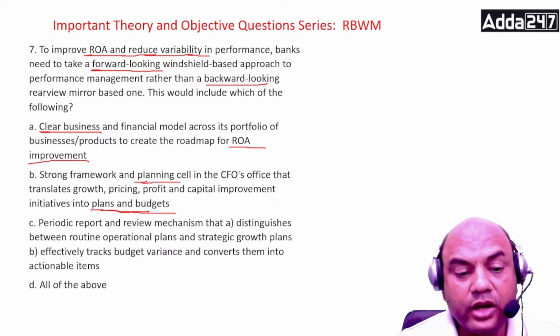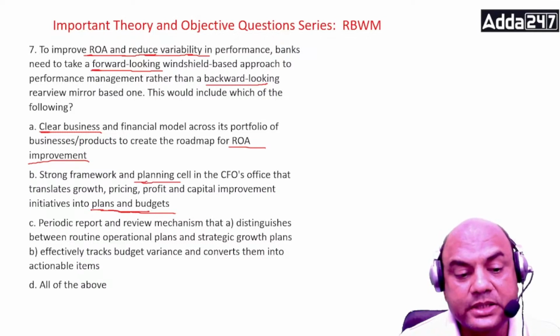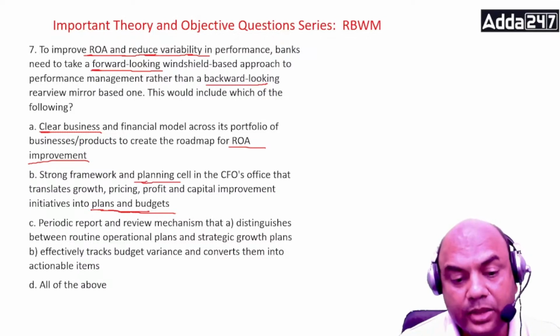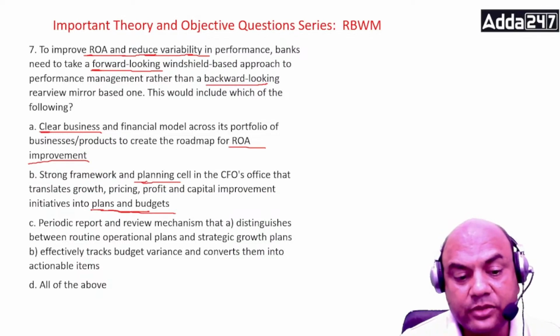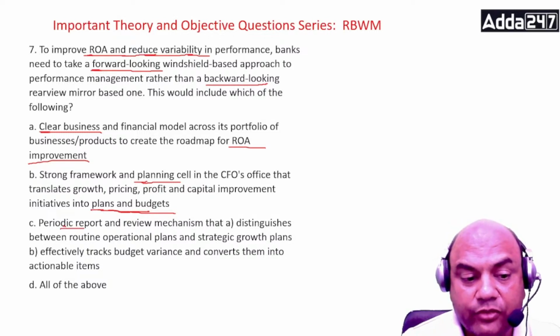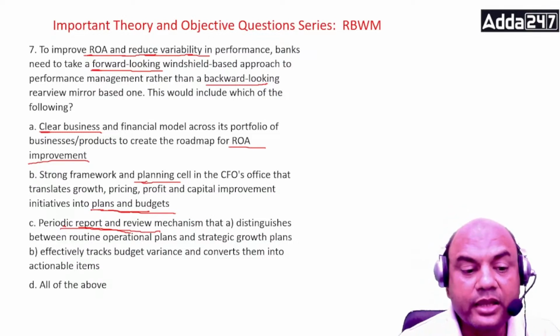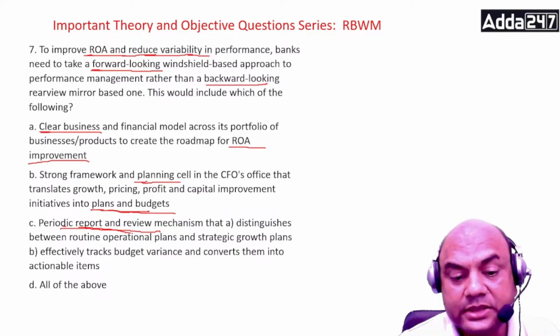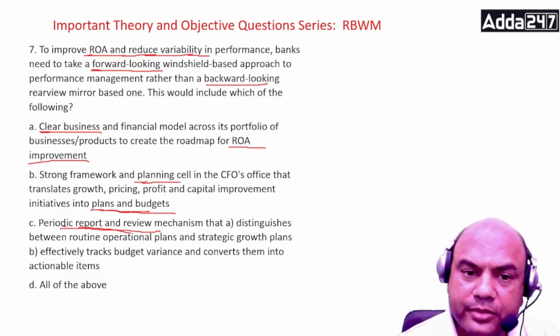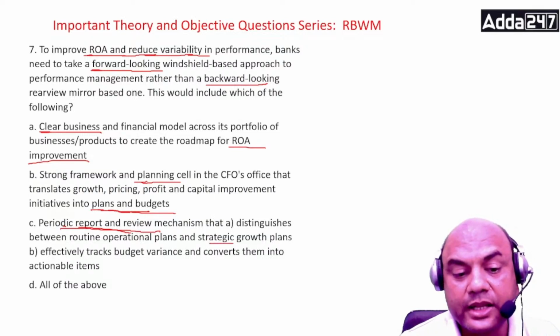Next is a periodic review and report and review mechanism that distinguishes between routine operational plans and strategic growth plans, and effectively tracks budget variance and converts them into actionable items. So what do you mean by this? Periodic report means I must get periodic feedback of what is happening. Periodic feedback is very necessary, and a review mechanism. Here, there are two types of plans. One is daily, day-to-day working, operational, and second is long-term, strategic.